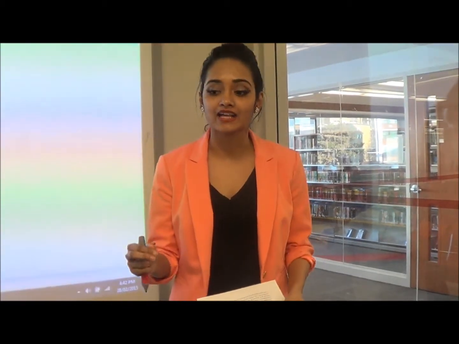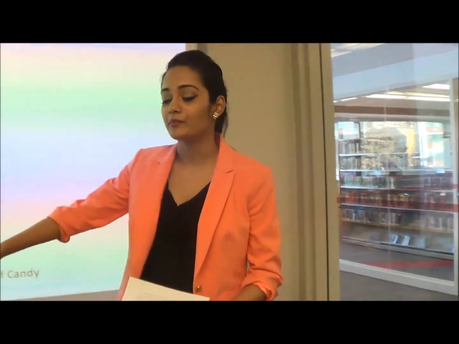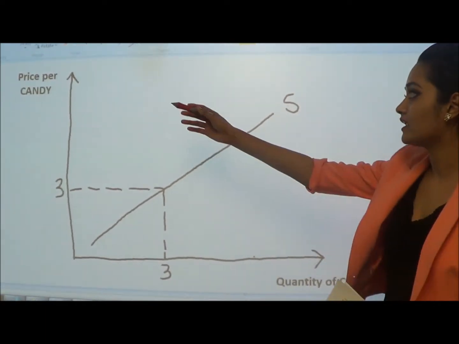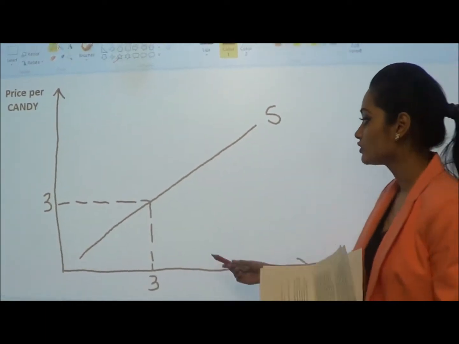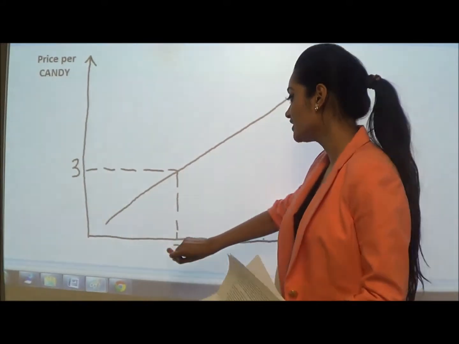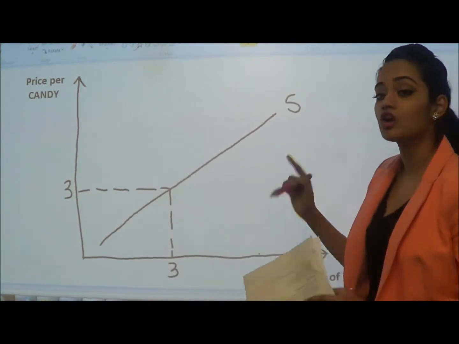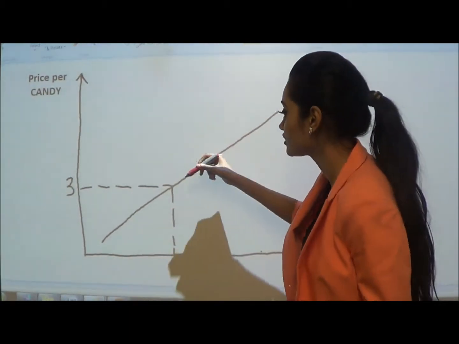There are two types of indirect tax: the specific tax and the percentage tax. First, the specific tax. A specific tax is a fixed amount of tax imposed upon each unit of the product. For example, on the graph, if this is a supply curve and we're talking about price per candy, first there were three candies produced and supplied for $3. And after the $1 per unit tax, the supply curve goes up.